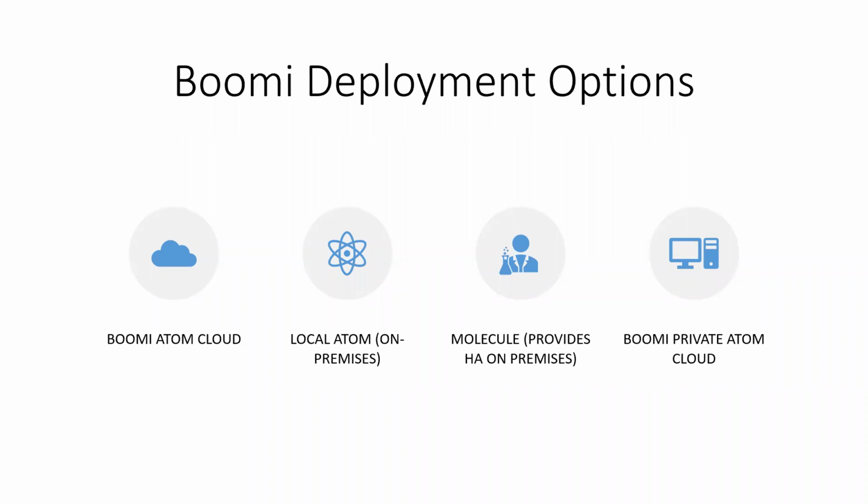But in case you want your own Atom Cloud, where your organization may have sub-organizations, and those 3 or 4 sub-organizations want to use their own Atom Cloud, in such cases you can go with the Boomi Private Atom Cloud. With the help of Boomi, you can set up your Atom Cloud on your infrastructure, or on any cloud provider, maybe AWS, Azure, wherever you want. Okay, let's deep dive into each of the options.